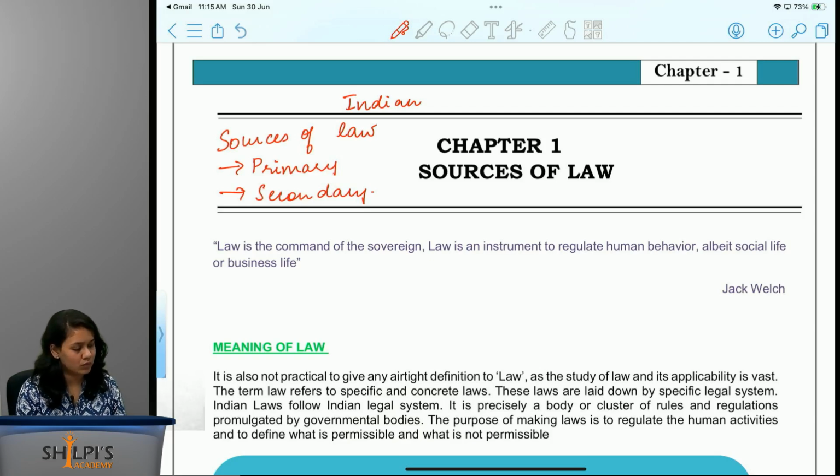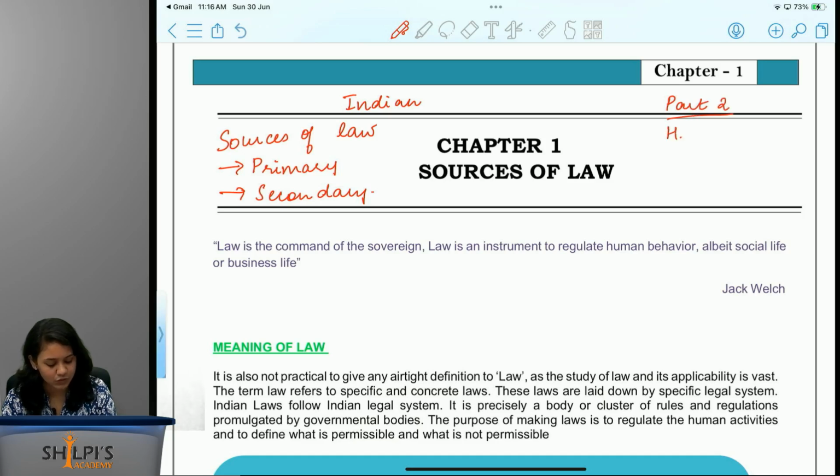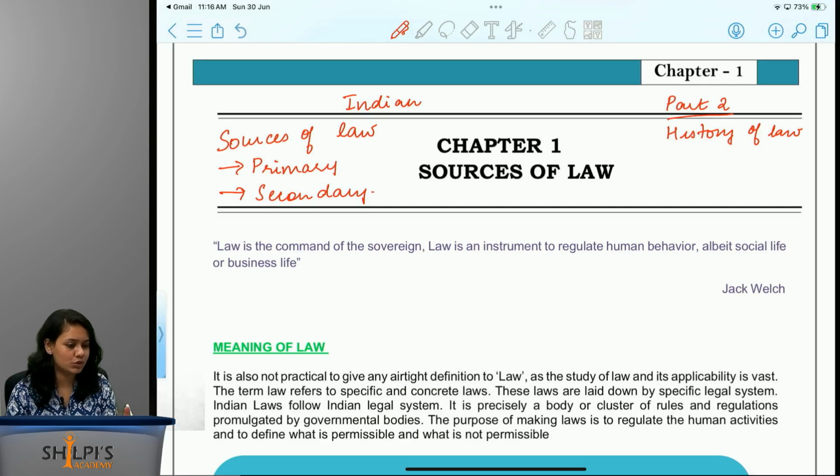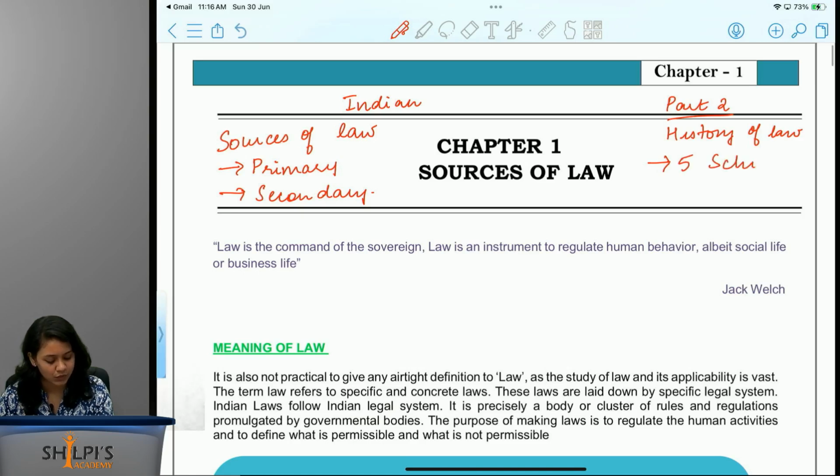Then part two. This entire chapter is theoretical, but this is even more theory. Basically, part two is a sort of history of law, or in short we'll call this jurisprudence: why we are following the law that we are following today. We tend to study about five schools of thought. That means over the past, say, 1,000 years, different people came out and said, this is the only law we'll follow, or this is what we will not follow, etc. So I will call it five schools of thought.